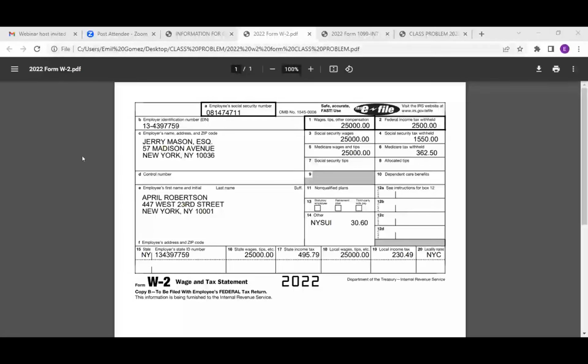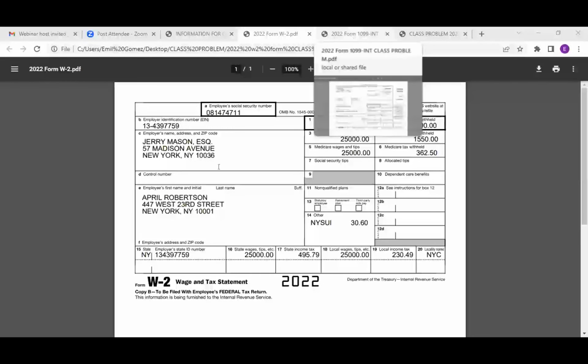Okay, I'm learning. So April gave us this W-2. Apparently she works as a secretary for a lawyer on Madison Avenue, and that's her W-2 information. And what else did she give us? It looks like she also gave us a 1099 for bank account interest.